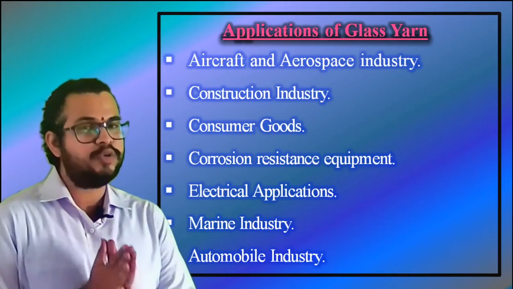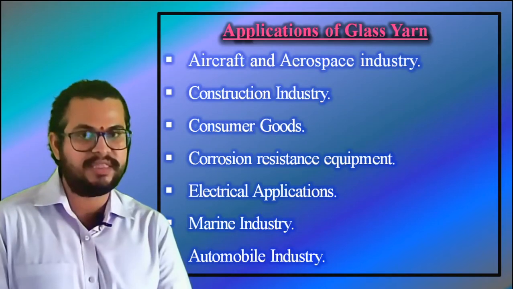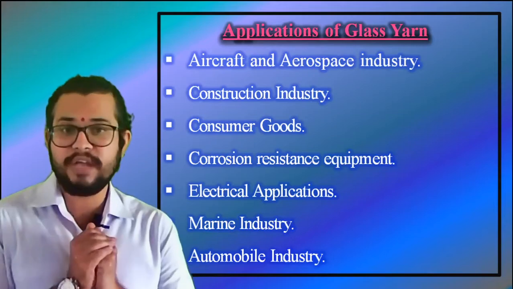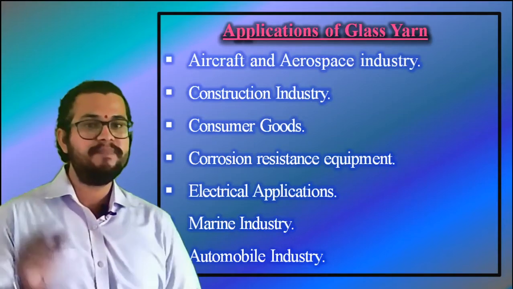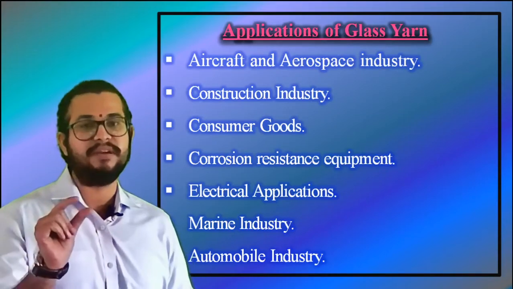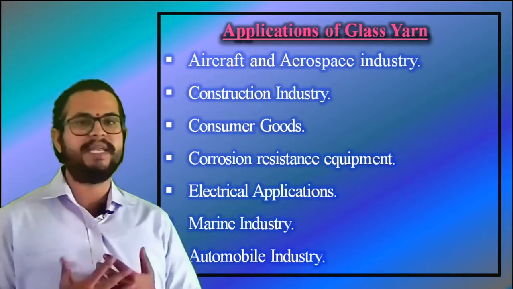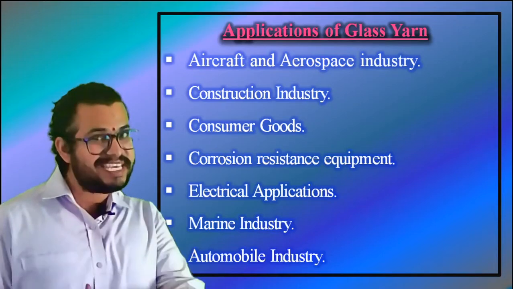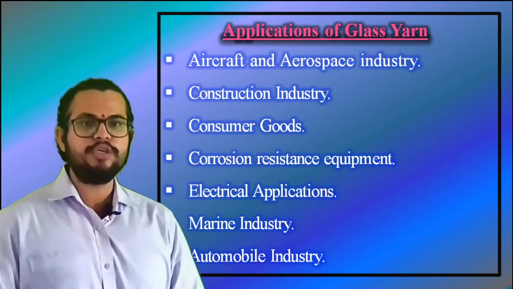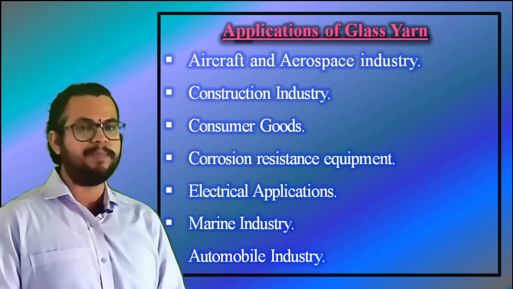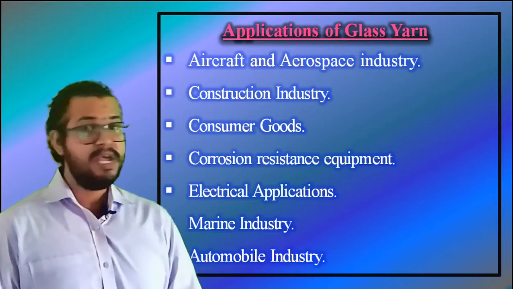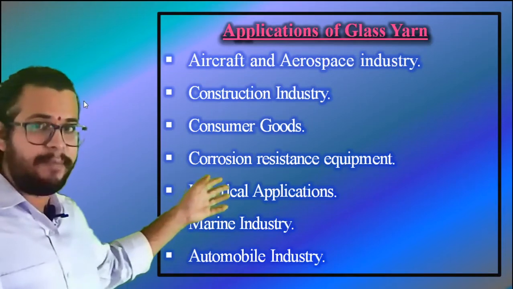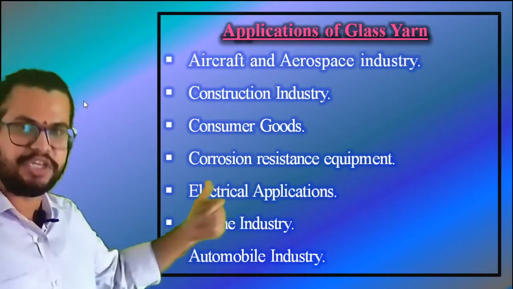S-glass not only has greater mechanical strength but is also non-conductive, offering lower radar thermal profiles. It allows the military to see without being seen. It is also used to make composite blades for helicopters. The second application among our list is the construction industry.